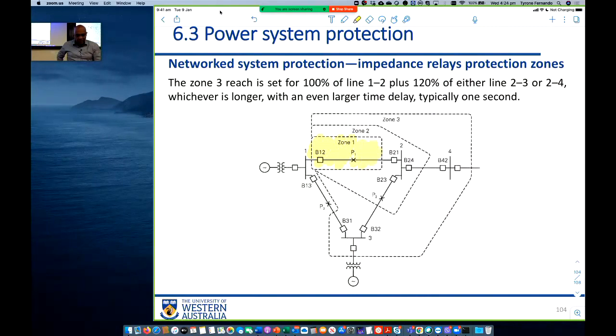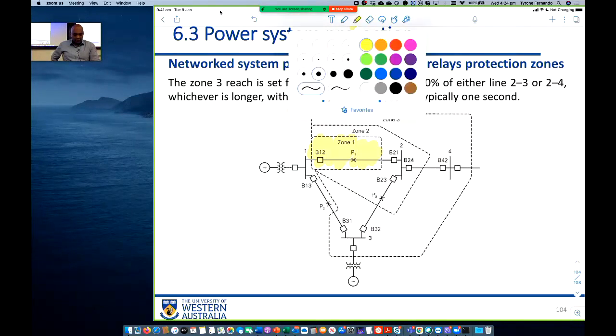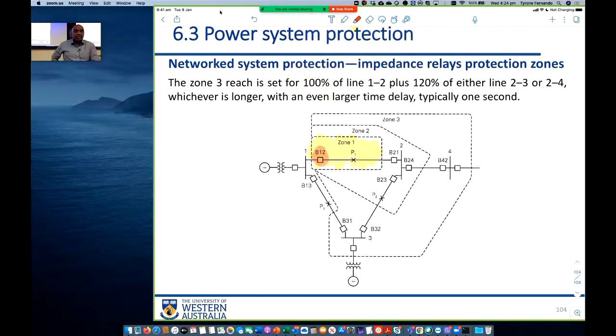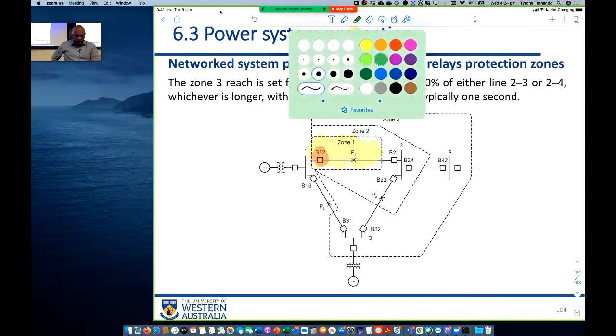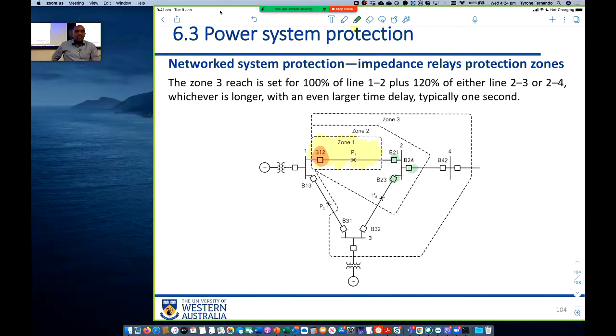So zone 1 would be 80% of the line connecting 1 and 2, for instance. So if a fault occurs in zone 1, circuit breaker B12 will trip immediately. So zone 1 would be 80% of the line from 1 to 2. So we can also define zone 2, and these other circuit breakers will trip after a certain time.